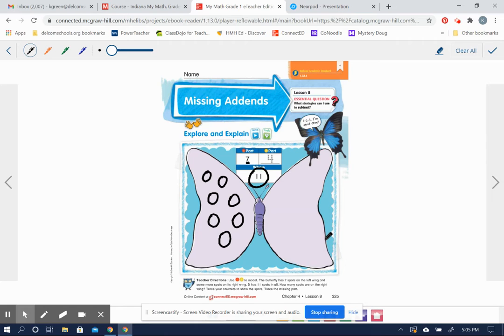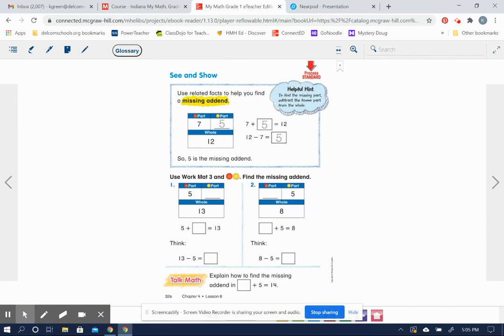Are you ready? There were 7 over here, so count on from 7. 8, 9, 10, 11, and you stop at the whole number. So how many spots are over here on the right side? There are 4. So we're going to trace that 4. Remember, part plus part equals the whole. 7 plus 4 equals 11. All right, let's try some more practice on the back.